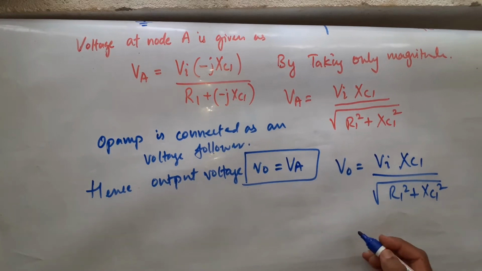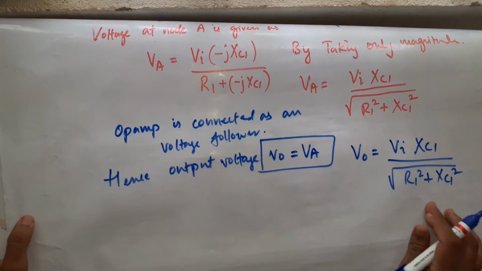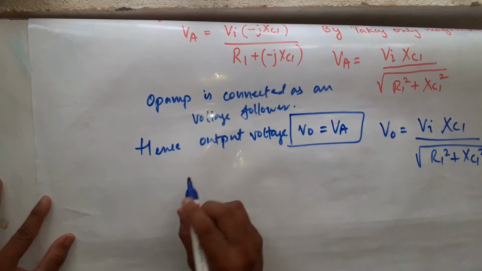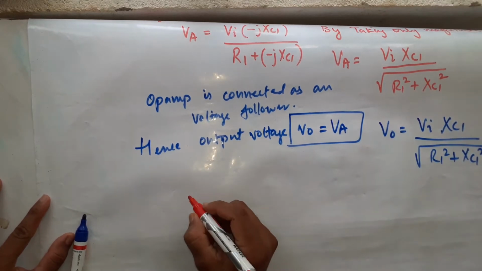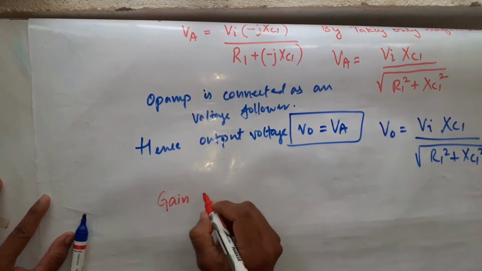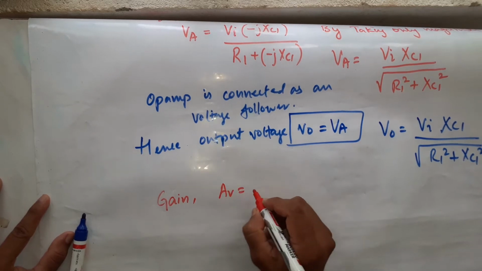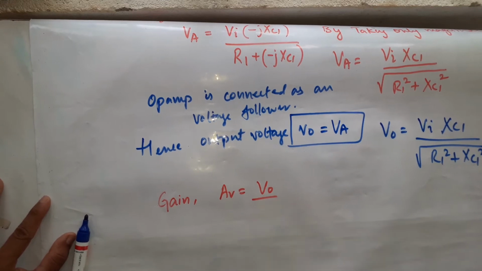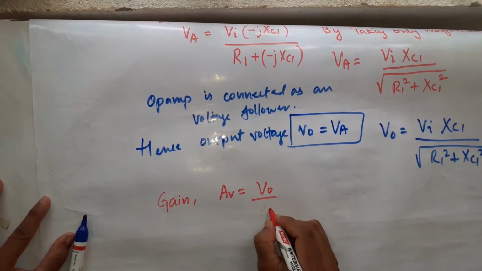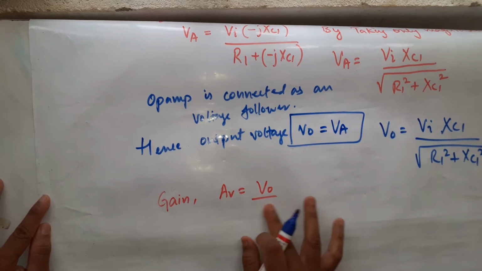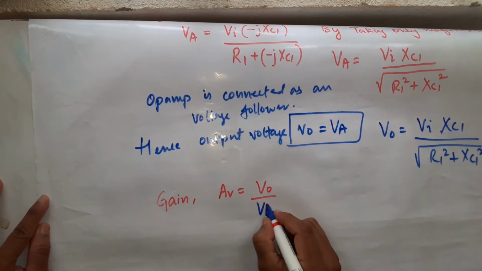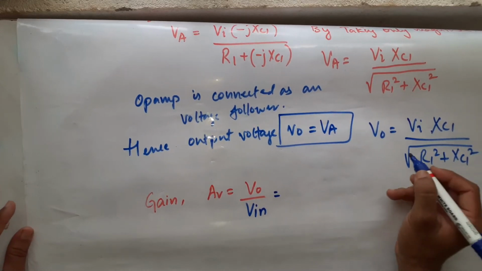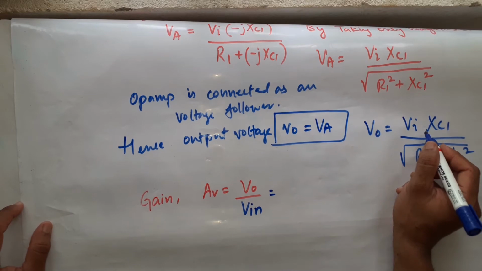Now this is the gain. This is your output voltage. Now what is the gain of this active filter? What is the gain of this low pass active filter? Let me write here. Gain, that is, we know that gain of an operational amplifier is output by input, right? This is my output, right? I will take this VI is nothing but my V input, right?